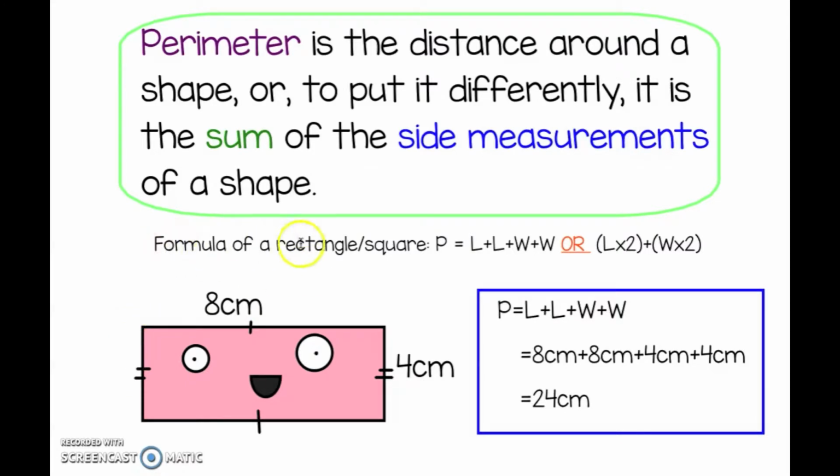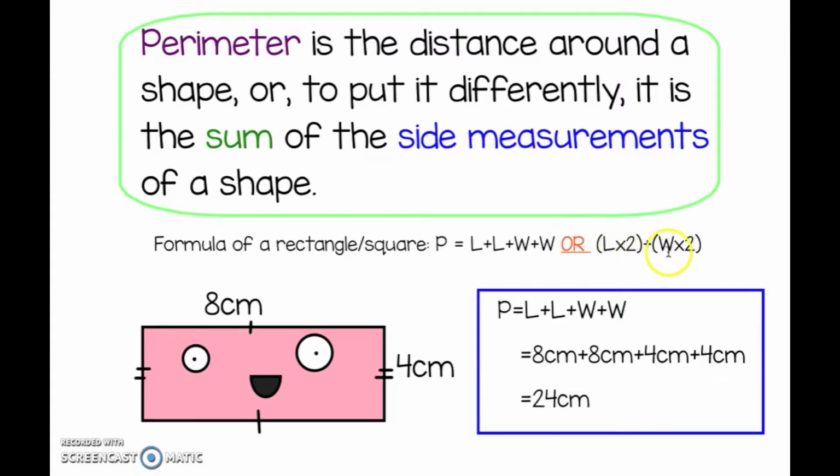So I've also put the formula for a rectangle or square. We went over this in class, but if you add up the length plus the length plus the width plus the width, then you'll get the distance all the way around. And that's the formula right here that we usually use for a perimeter.